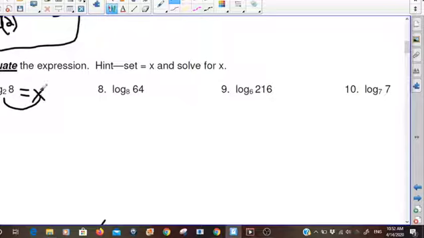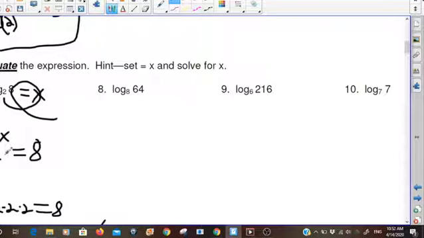So this is 2 to the x power equals 8. So 2 times something equals 8. Well, 2 times 1 is just 2. 2 times 2 is 4. But 2 times 2 times 2, so 2 to the 3rd power, that equals 8. Nice. So that means that x is equal to 3 for number 7. X equals 3. Nice, there's our answer.